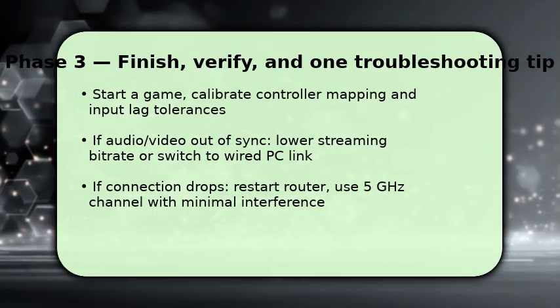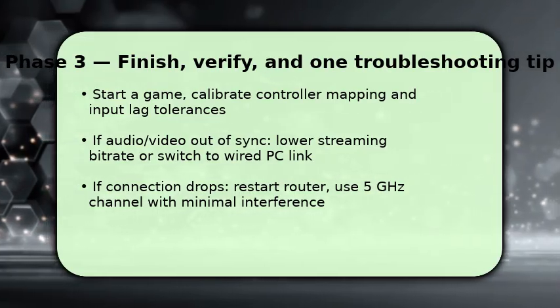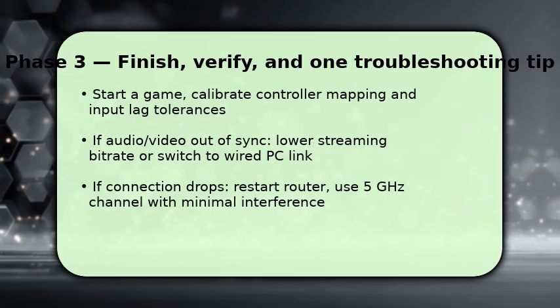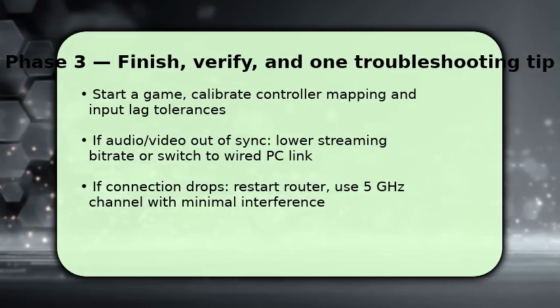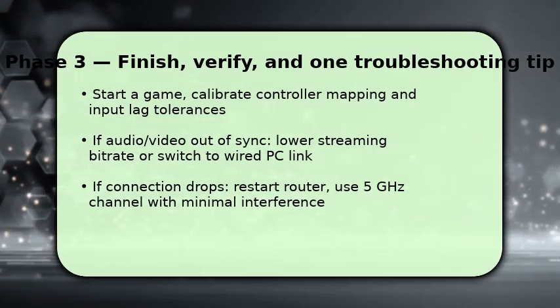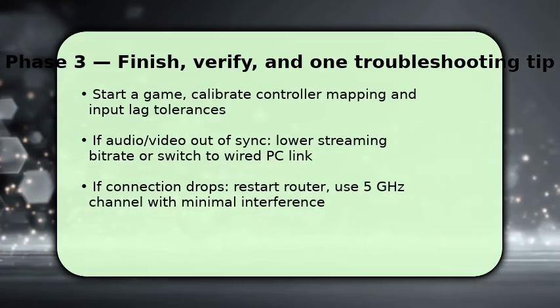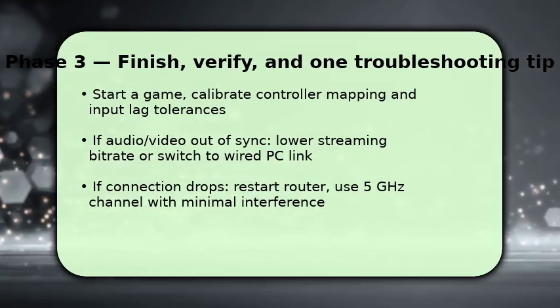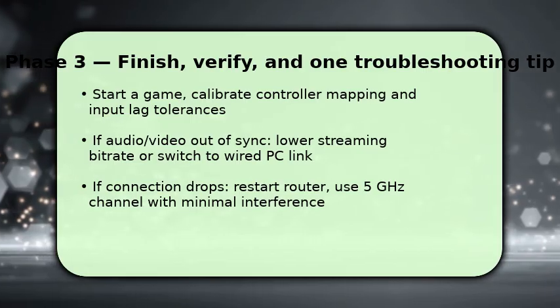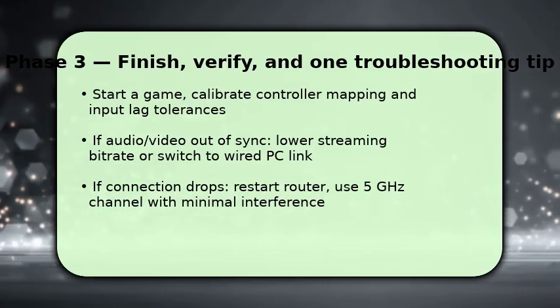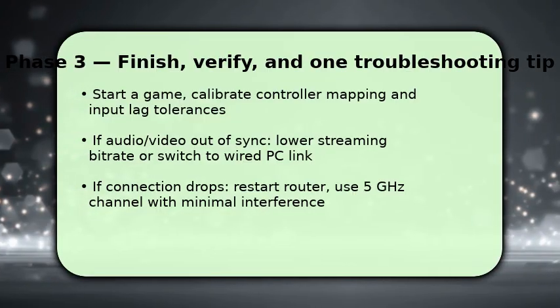If you notice audio latency or video stutter, reduce the stream bitrate, drop resolution to 720p, or switch from direct casting to the PC bridge. Those changes reduce buffering and improve sync. If the connection repeatedly fails, restart the router and devices, move them closer, and confirm the network uses an uncluttered 5 GHz.